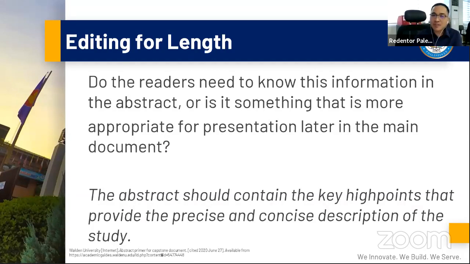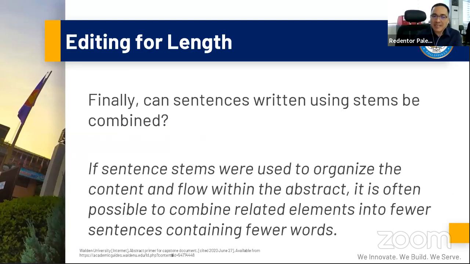Another one, finally, when it comes to the length. If sentence stems were used to organize the content and flow within the abstract, it is often possible to combine related elements into fewer sentences containing fewer words. That is why other guidelines combine elements, just like the purpose of the study is combined with your research question. Excuse me. Okay, so we're done for the length. Again, the length would depend on the journal that you are considering for submission.